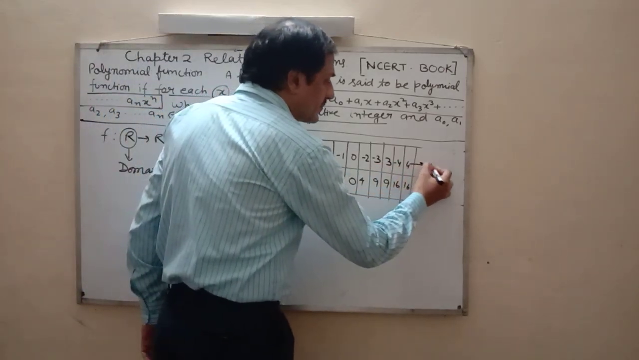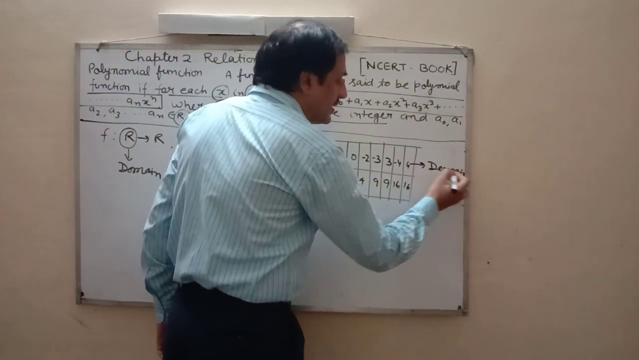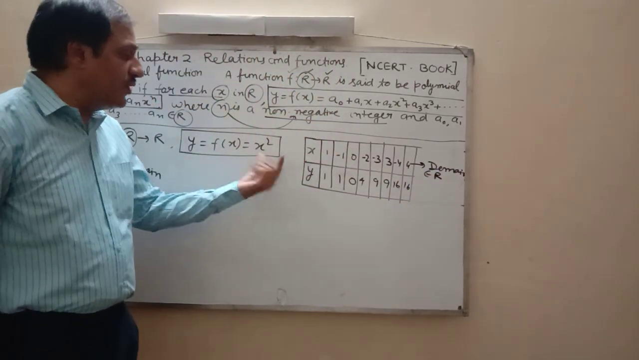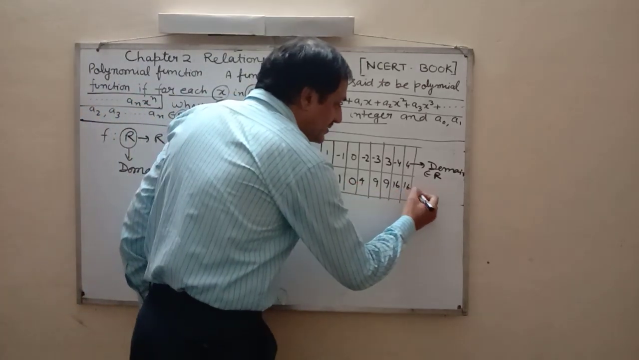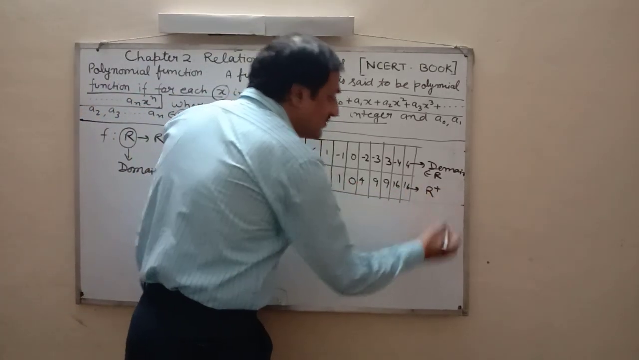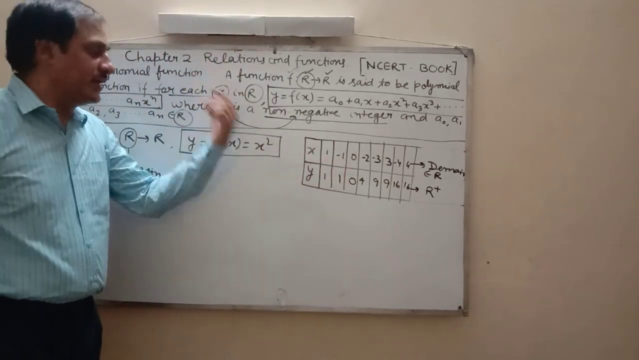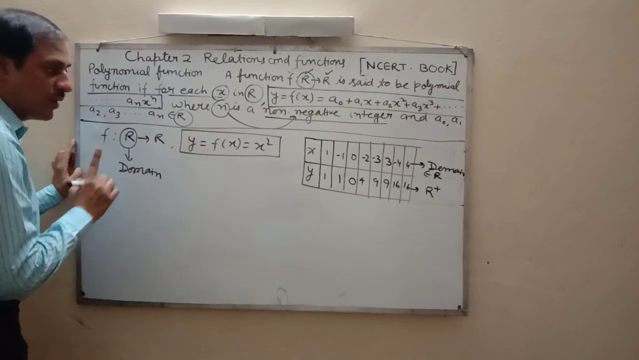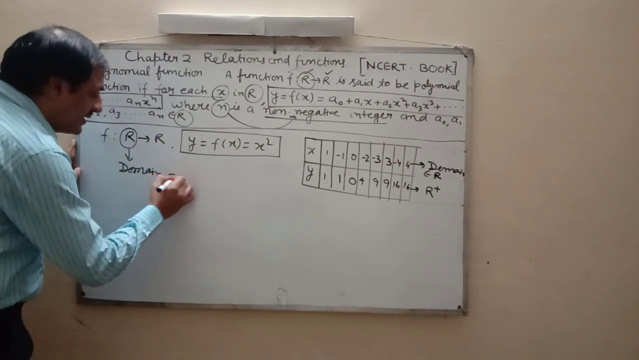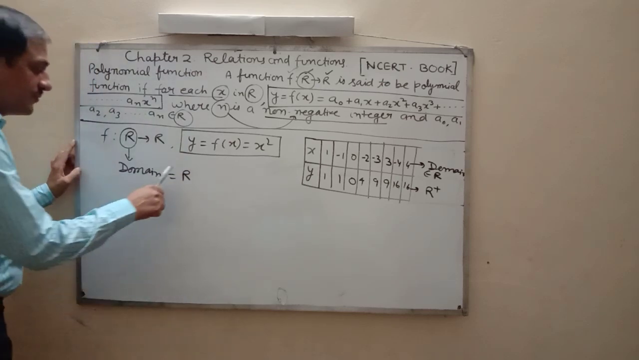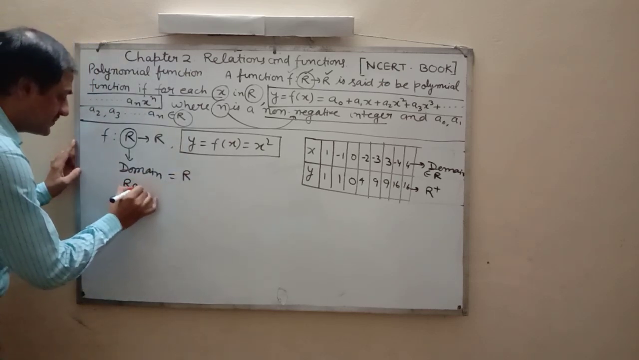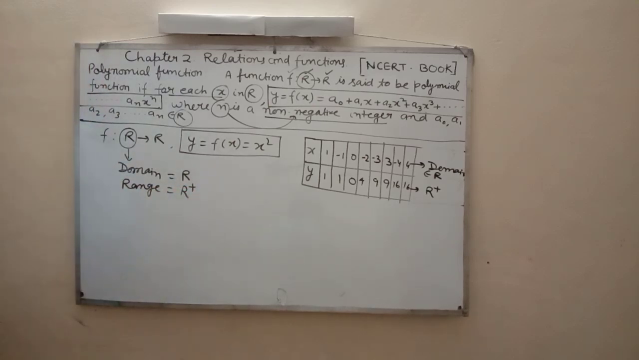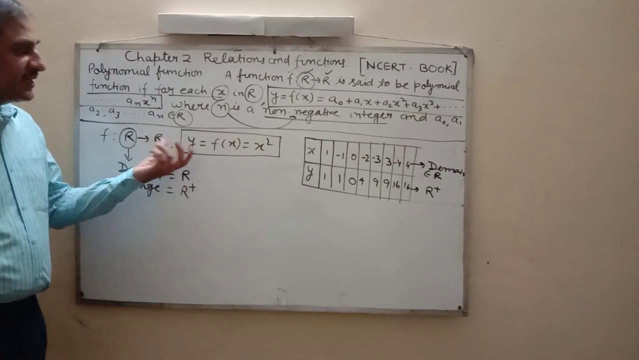This is the domain. The domain belongs to real numbers, the set of all real numbers. But the value of y is the set of positive real numbers. It means the domain of a quadratic function will always belong to the set of all real numbers, and the range is equal to the set of all positive real numbers. What should be the nature of the graph?